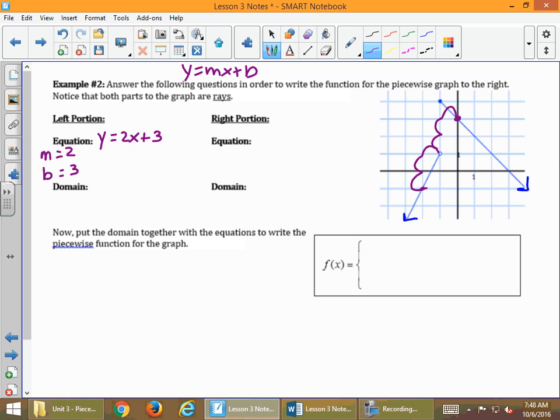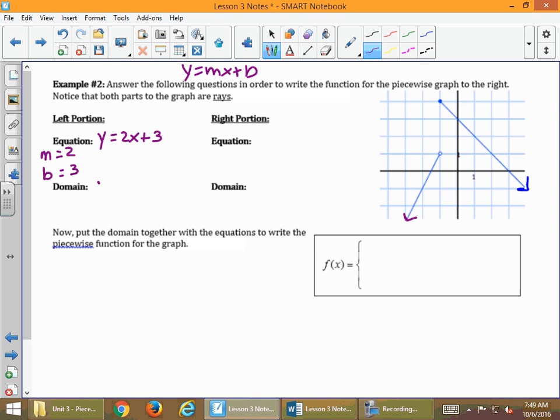Let me erase this here, and find the domain of this. Technically, what x value do we start at? Negative infinity. What x value are we ending at? Negative 1. When that happens, remember when you only have one defined endpoint, it's just a single inequality.